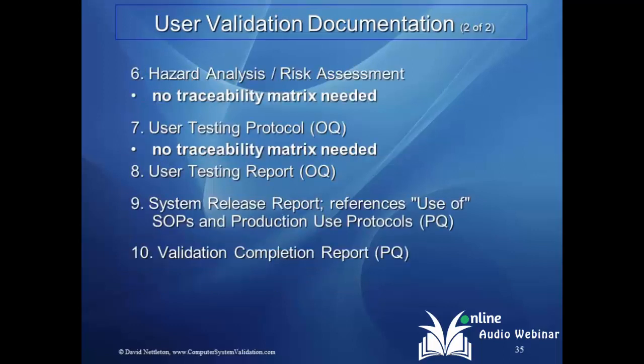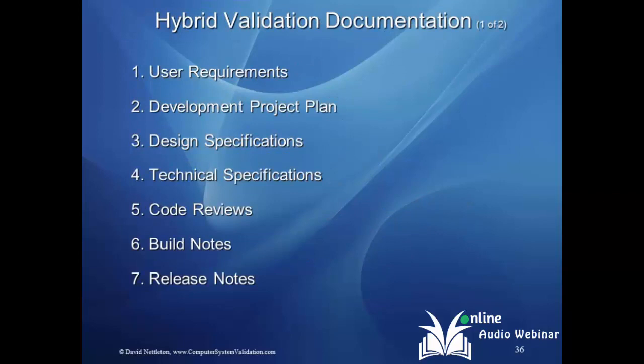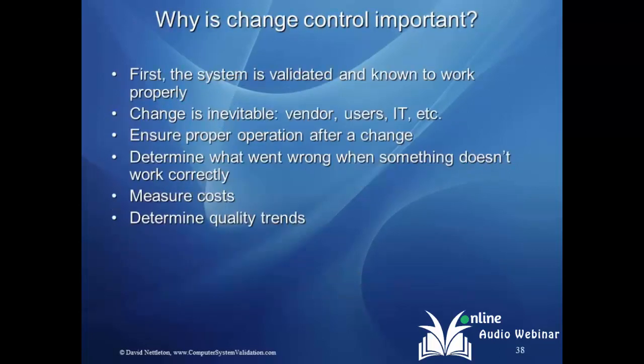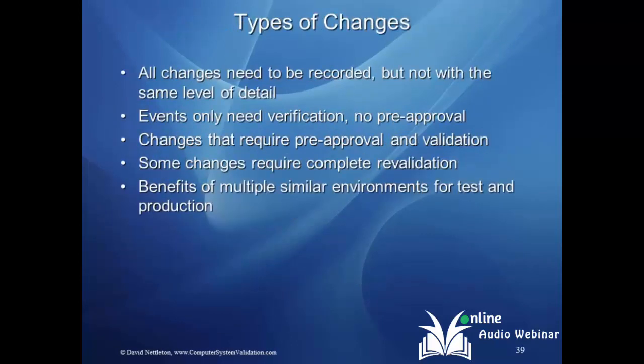Each specification, one at a time, gets run through a risk assessment. Hybrid validation is really gaining in popularity because it's so much better and more efficient and cheaper, and all the steps in the middle are just in a different order, but they're the same steps. We have to make sure we have proper operation after each change. If something goes wrong, what caused it? All changes need to be recorded, but not with the same level of detail.